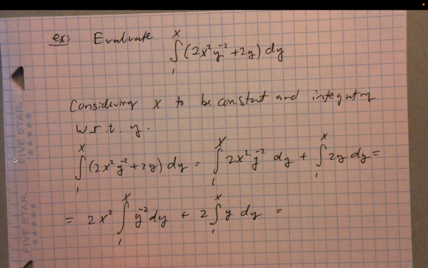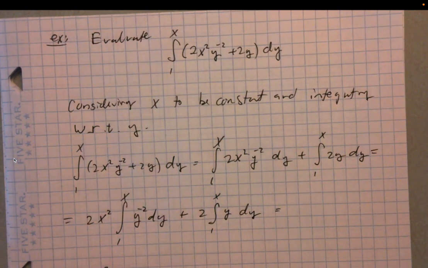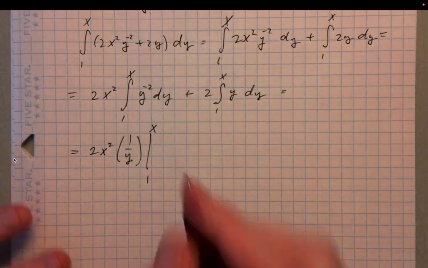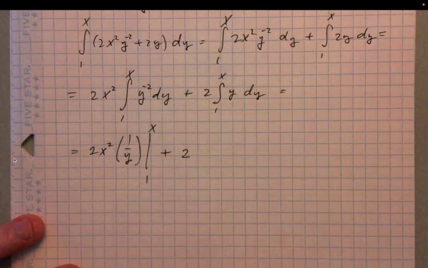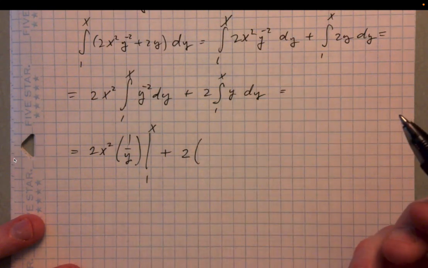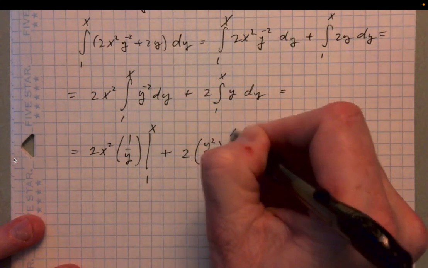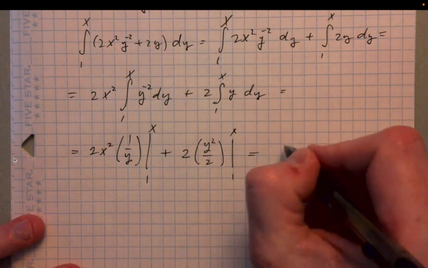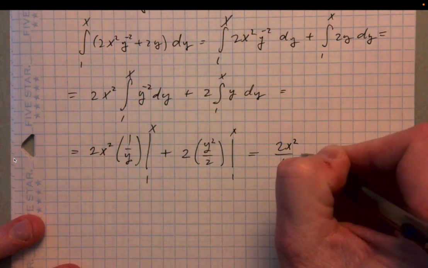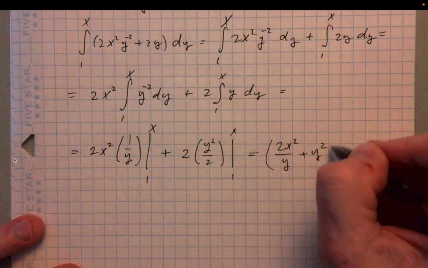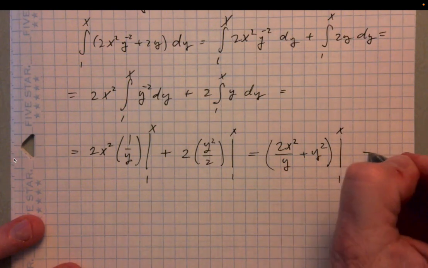Okay, can we integrate these? Yeah. So this first one is y to the negative 2 power, so this would be 1 over y when we integrate. Okay, and then the bounds are 1 up to x. And then the second one would be 2 times, and when we integrate y with respect to y, you get y squared over 2. And again, 1 up to x. All right, so let's just consolidate that: 2x squared over y plus y squared, and then the bounds are 1 up to x.